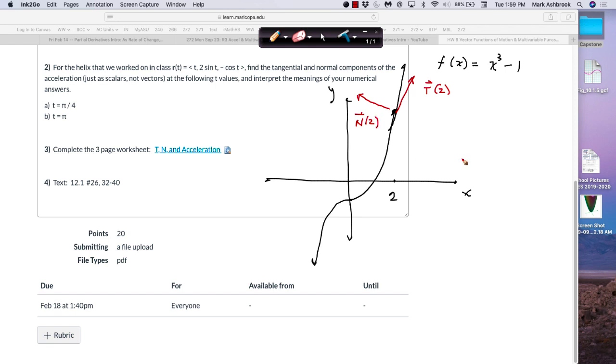So how can we get those vectors? We don't have a vector function, right? But we have just a real value function of one variable, like we've been dealing with your whole career. So how can we get T of 2 and N of 2 without a lot of algebraic fuss? Any ideas?